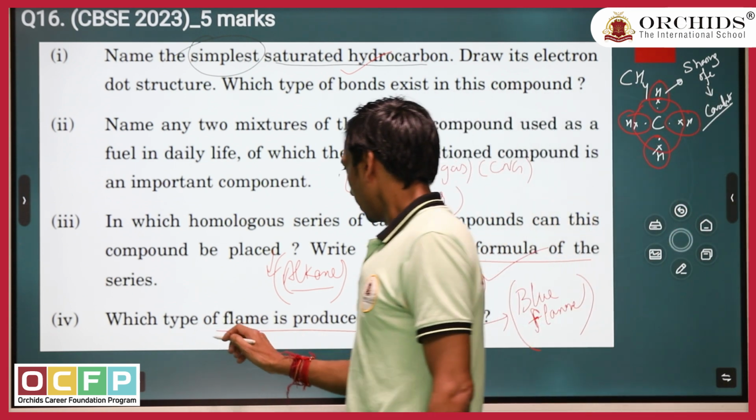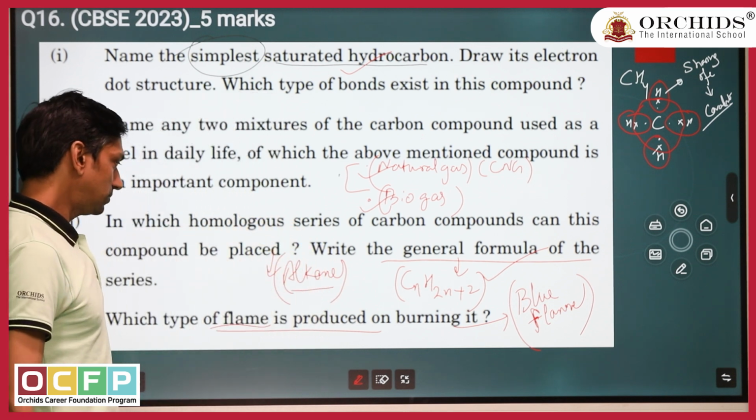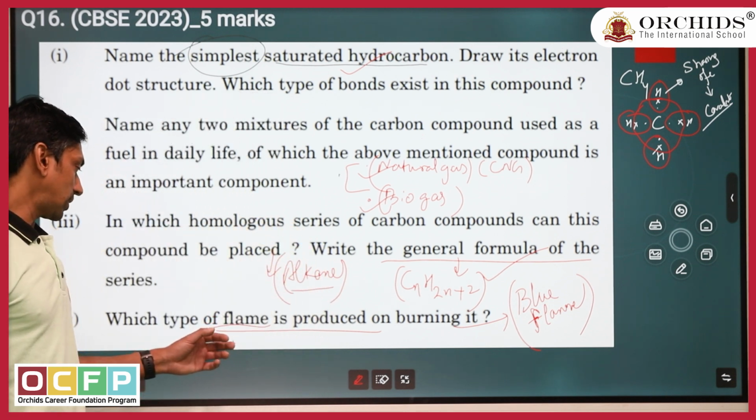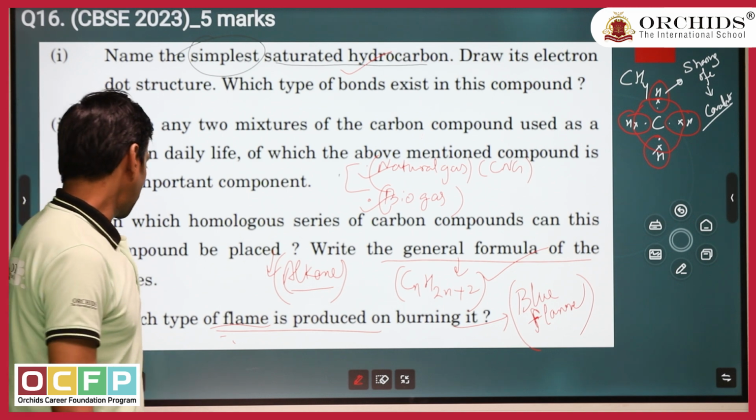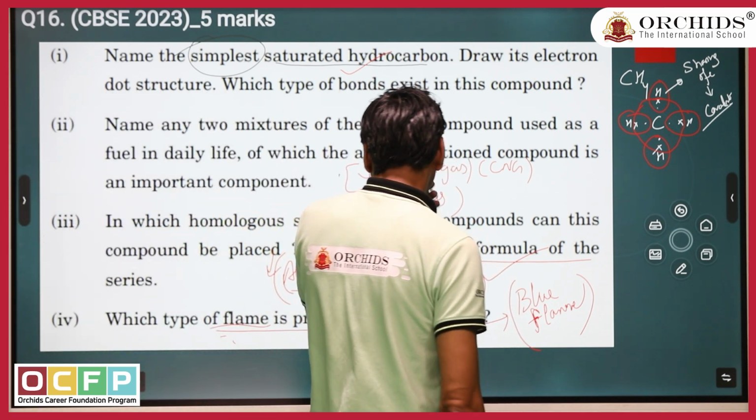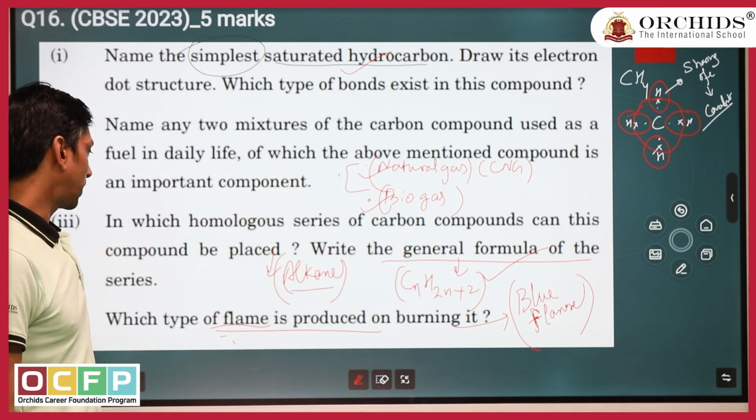So what kind of flame? That is a non-luminous flame, and that leads to the formation of a blue color flame. So that is the type of flame produced during the burning of this saturated hydrocarbon.